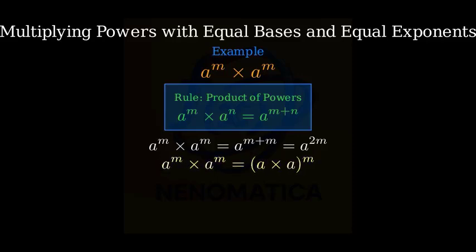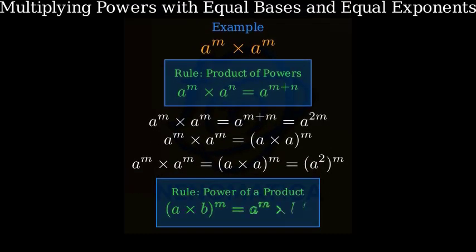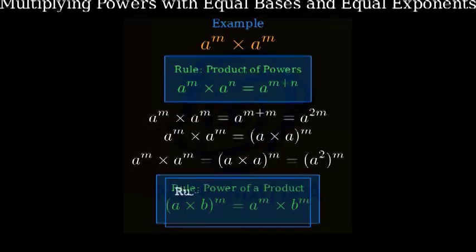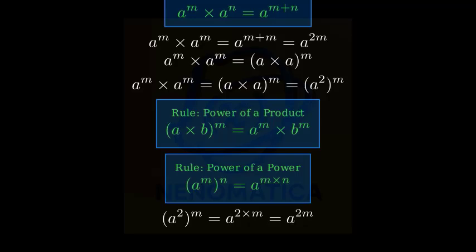Alternatively, we can use a different approach. We know that a to the power m times a to the power m can be written as the product of a times a, all raised to the power m. Now, we know that a times a is simply a squared, so we can rewrite this as a squared all raised to the power m. Both methods give us the same result. From the first method, we got a to the power 2m. From the second method, we got a squared to the power m. And we can show these are equivalent using the power of a power rule.